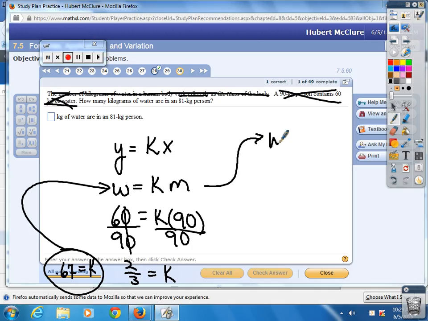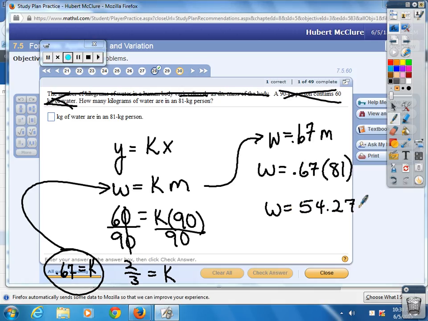W is equal to K, which is 0.67, times M. And W is equal to 0.67 times 81. And yes, you use your calculator unless you're Rain Man. It's 54.27. Okay, I need verification on that. Correct. 54.27. I used a calculator that time. So that person has 54.27 kilograms of water in their system.